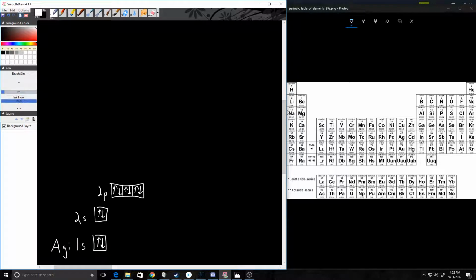So now I have these 2 here. I'm in row 3, and I'm starting with the s electrons. So let's go back. Essentially, I'm keeping my s's in a line. The 3s gets a box, 2 electrons in it. Hopefully this will go faster for you guys.